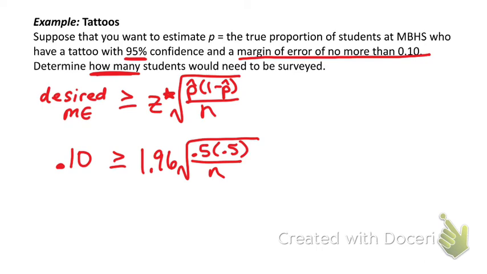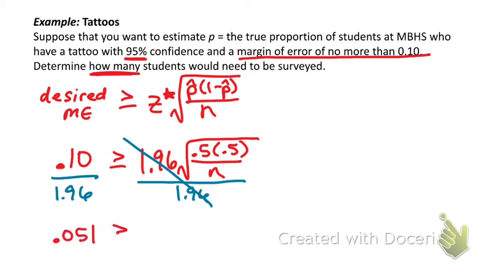First step is divide both sides by 1.96. That's going to cancel the 1.96 on the right side. 0.1 divided by 1.96. What is 0.1 divided by 1.96? 0.051. That has to be greater than or equal to the square root of, okay, watch this. I'm going to do this step right here. 0.5 times 0.5 is 0.25. Algebra's fun, isn't it? This is why Algebra 2 is a prerequisite for this class.